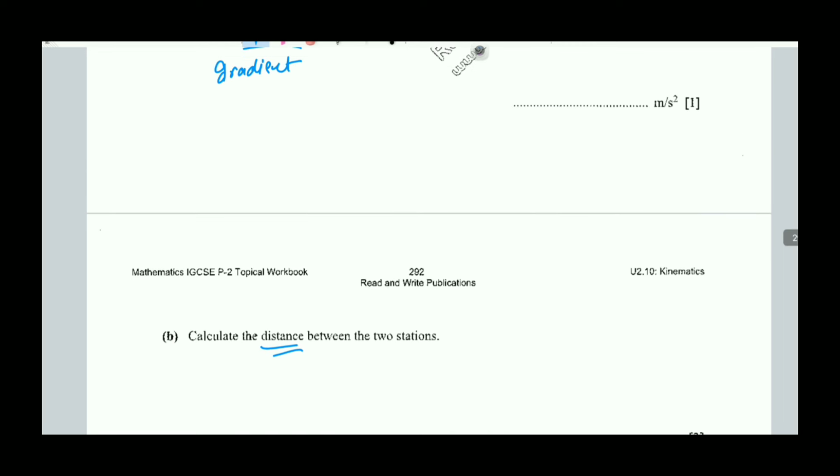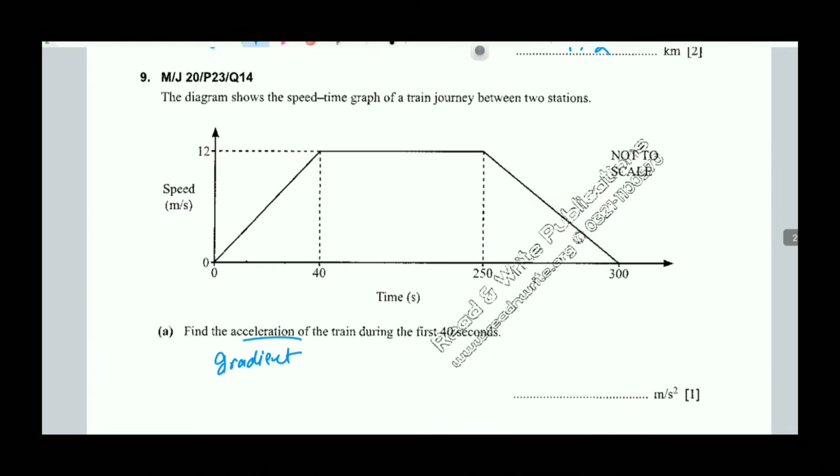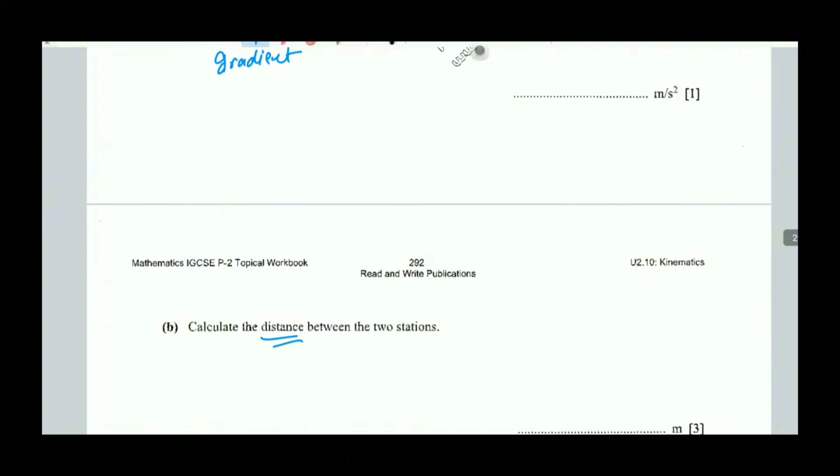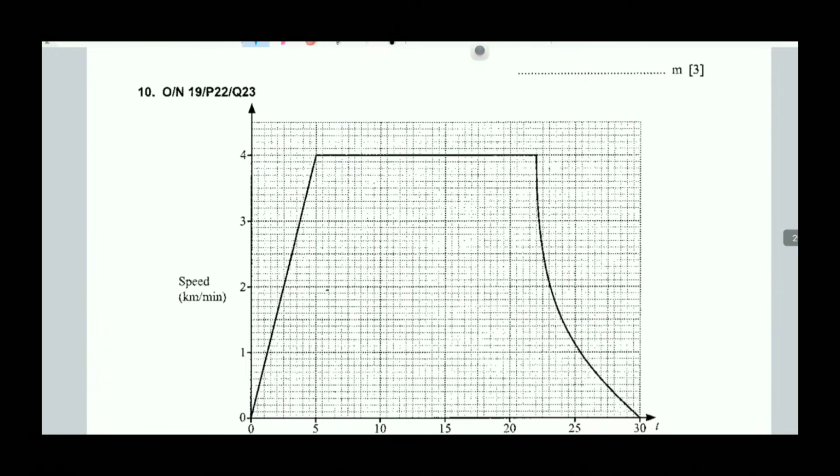Distance between two stations means that you have to find the distance of the whole graph. You can split it into three parts, two triangles and one rectangle, or you can also split it into two parts, one trapezium and one triangle. So you will add these areas and you will get the total distance. Okay, next question.